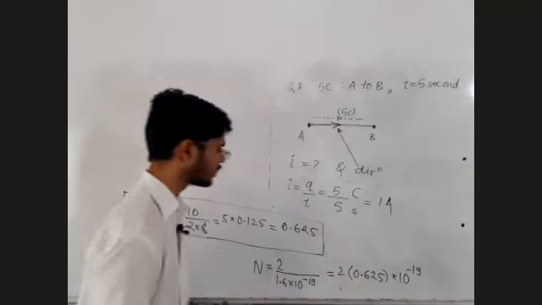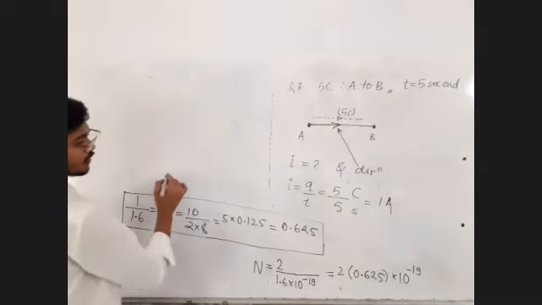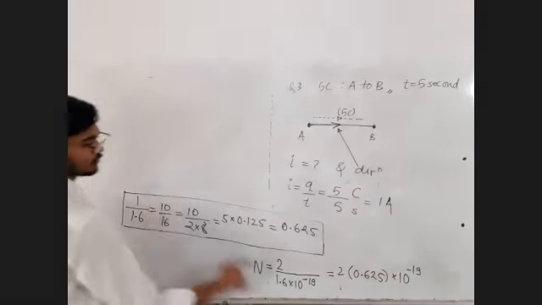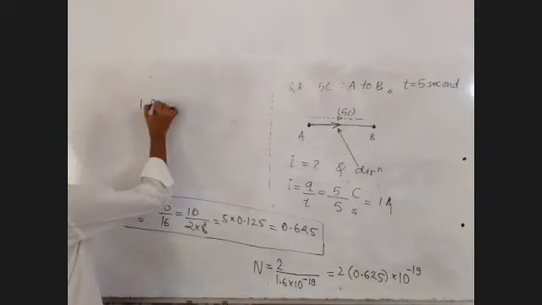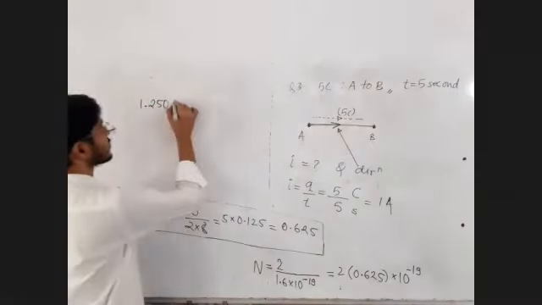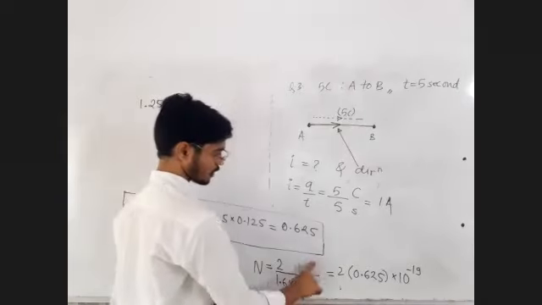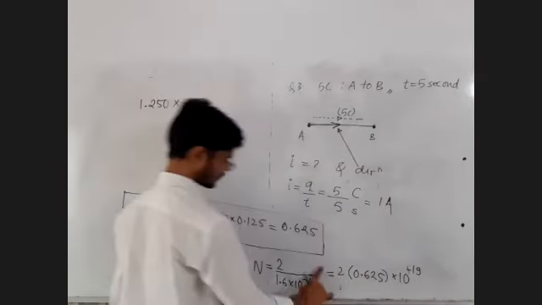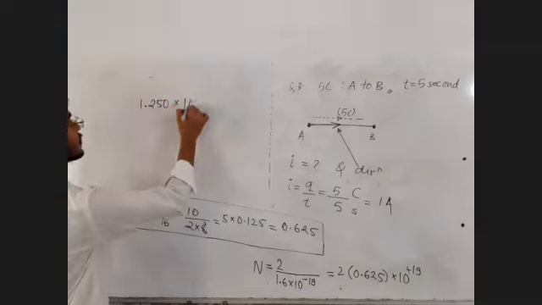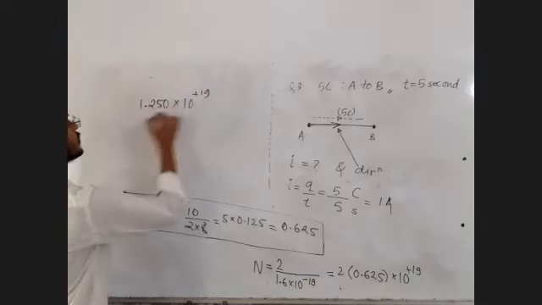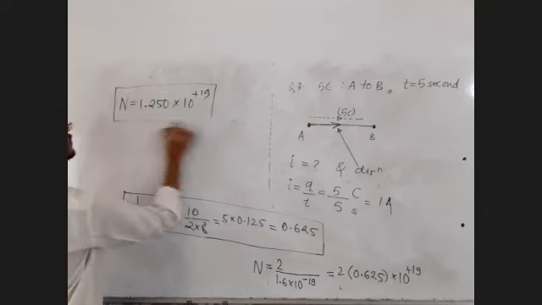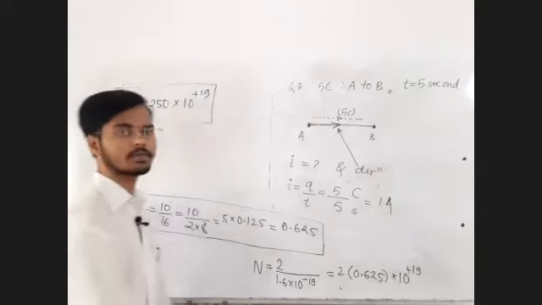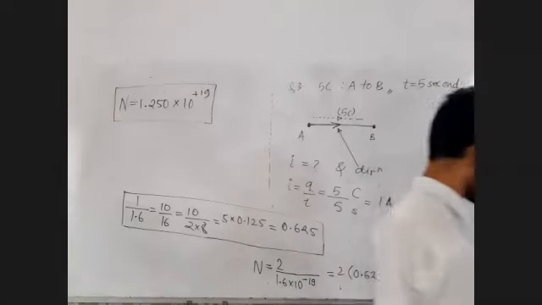0.625 into 2 will be equal to what? 1.250, right? This multiplication will become 1.250. 10 raised to minus 19 has become plus 19. Into 10 raised to plus 19. These many electrons must have flown in the given time. That was 1 second. Reply in the chat box. Clear and written. Understood, children?